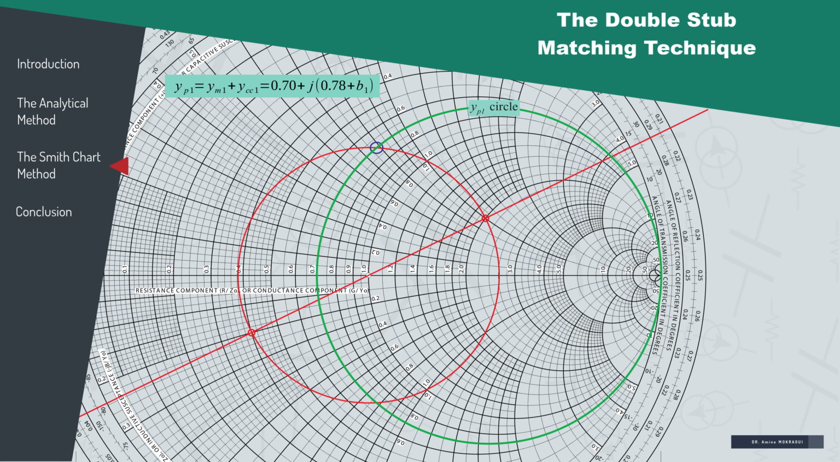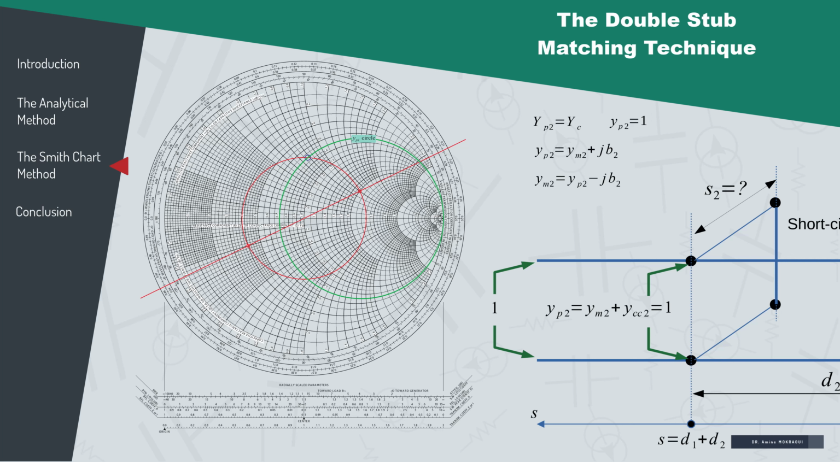Here again, we are tempted to evaluate Ym2 using the following formulas. We know that Yp2 equals Ym2 plus jB2. That is, Ym2 equals Yp2 minus jB2. But as Yp2 equals 1, then Ym2 equals 1 minus jB2. But it's not possible since the susceptance of the second stub B2 is unknown.